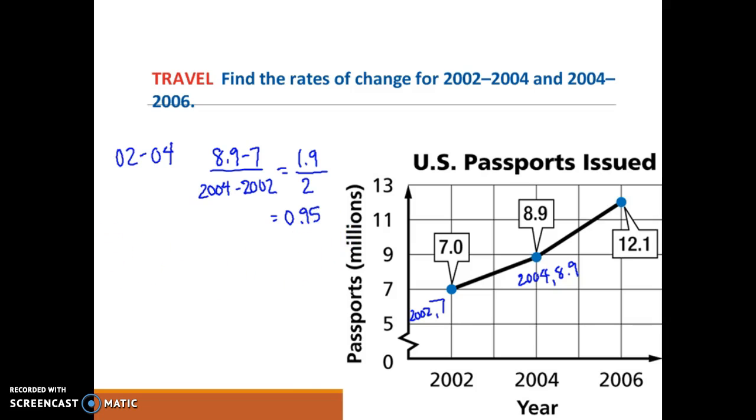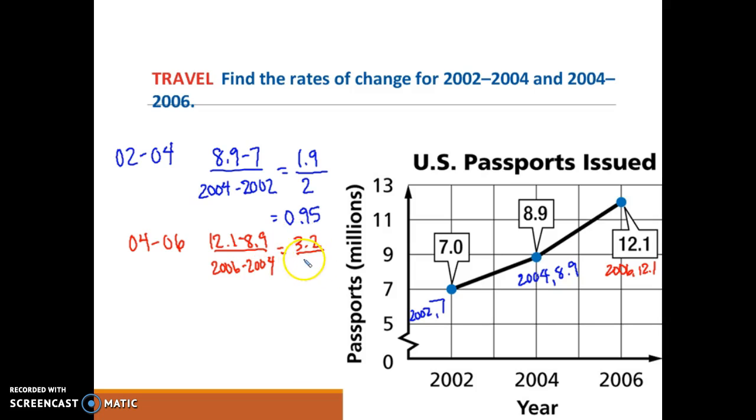And then from 2004 to 2006, this point is 2006, and then it tells us 12.1. So on top we've got 12.1 minus 8.9, and then 2006 minus 2004. So 12.1 minus 8.9 gives us 3.2.